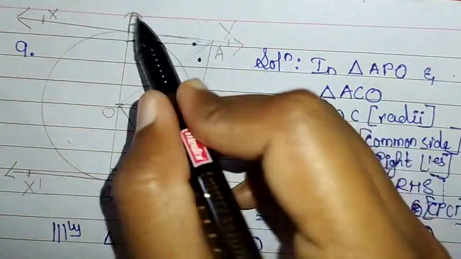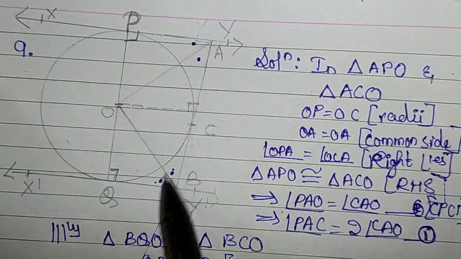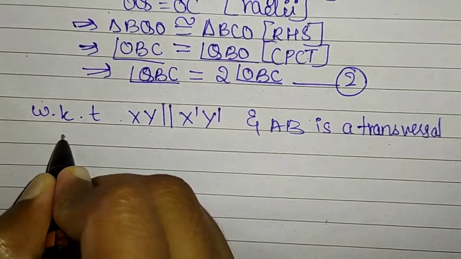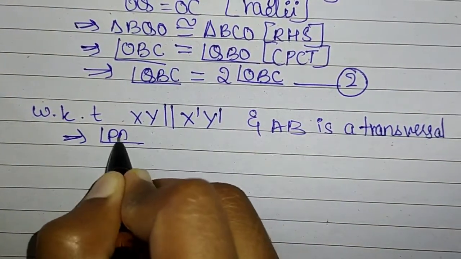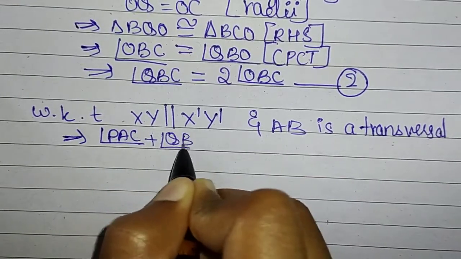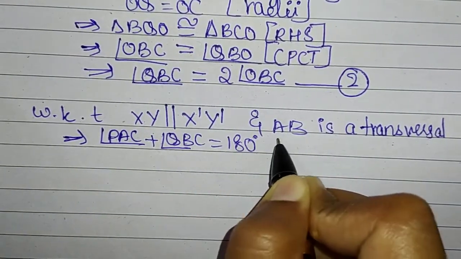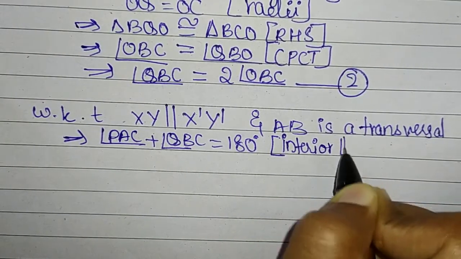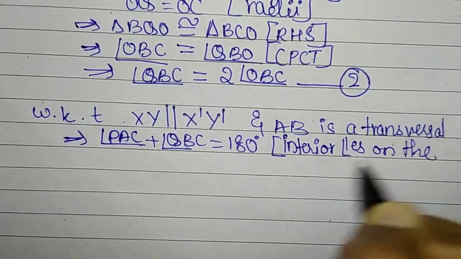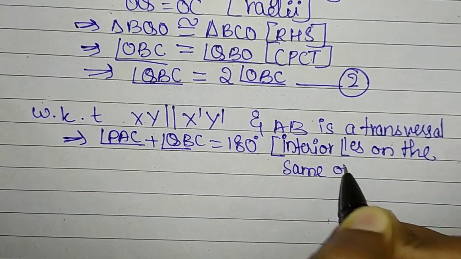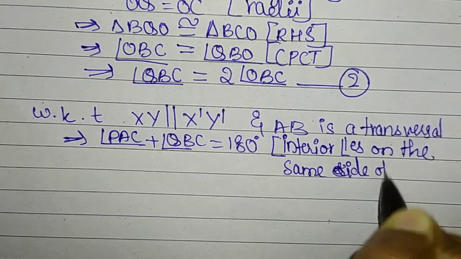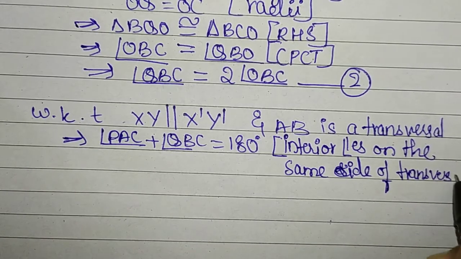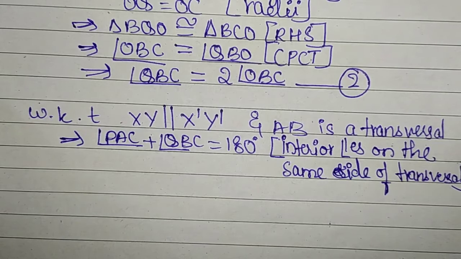And these two angles, angle PAC and angle QBC, these two bigger angles are the interior angles on the same side of the transversal. So this implies angle PAC plus angle QBC are supplementary, that the sum is 180 degrees, because they are interior angles on the same side of the transversal. Another name for these angles is co-interior angles. You can also write the reason as co-interior angles.